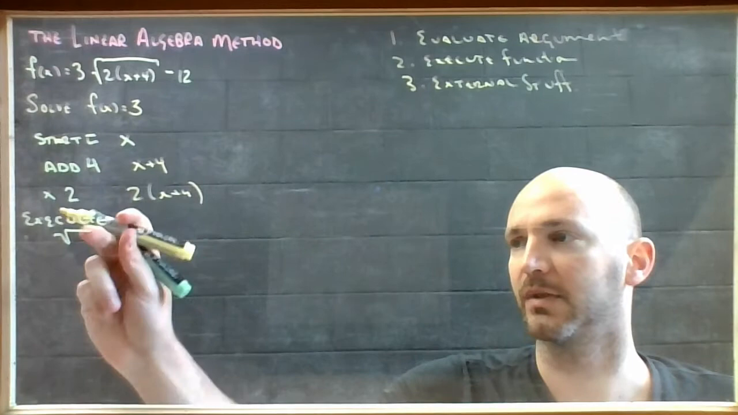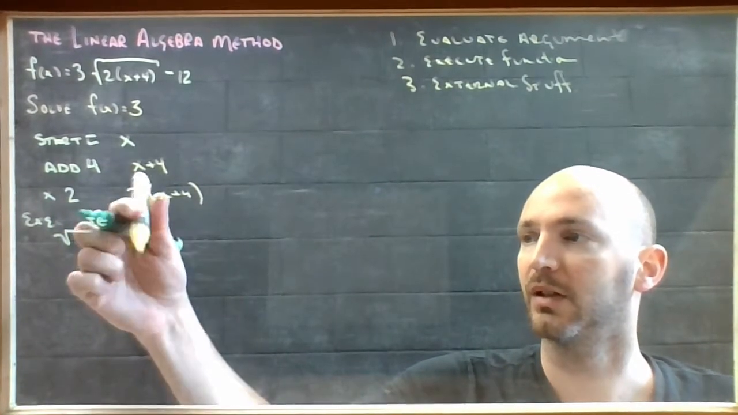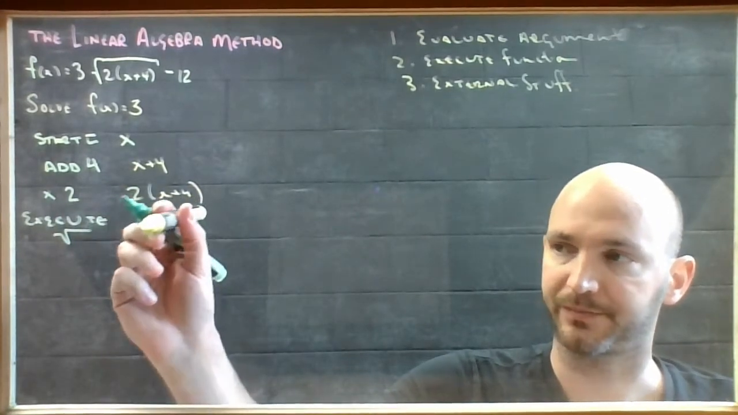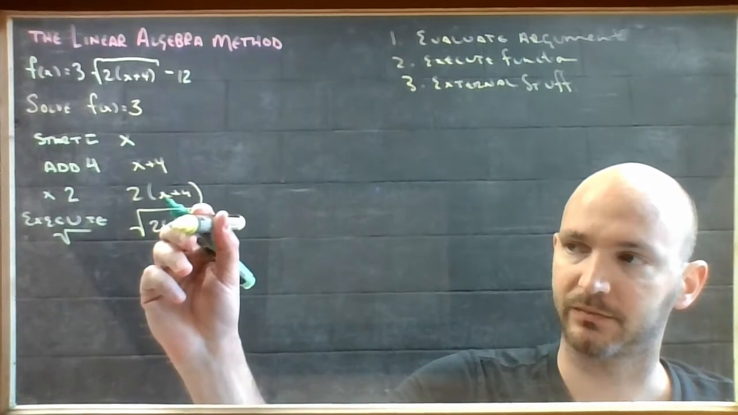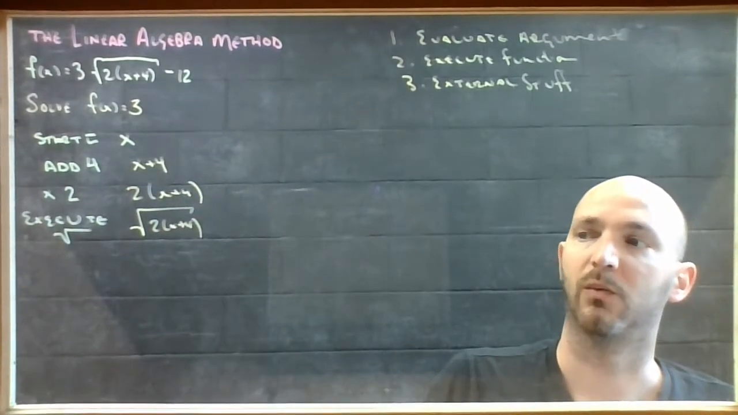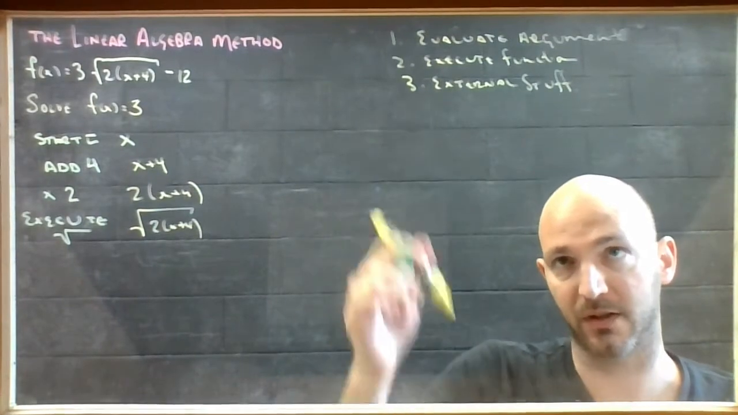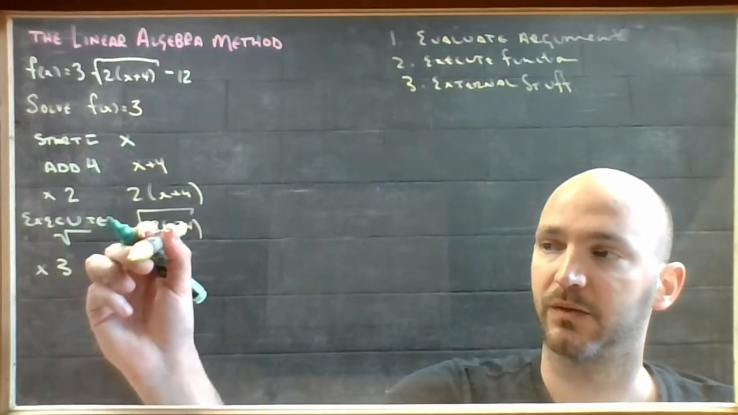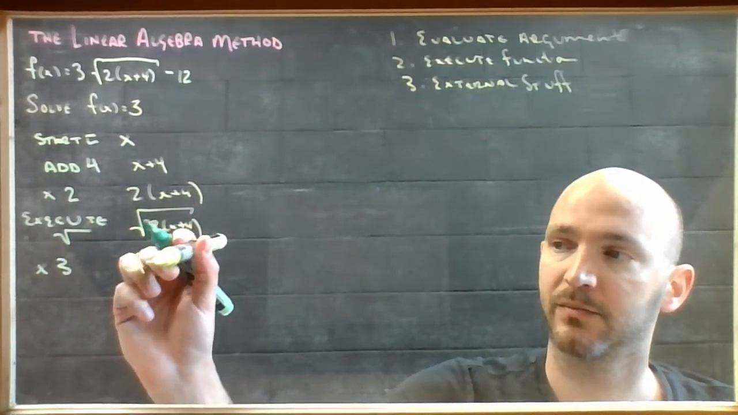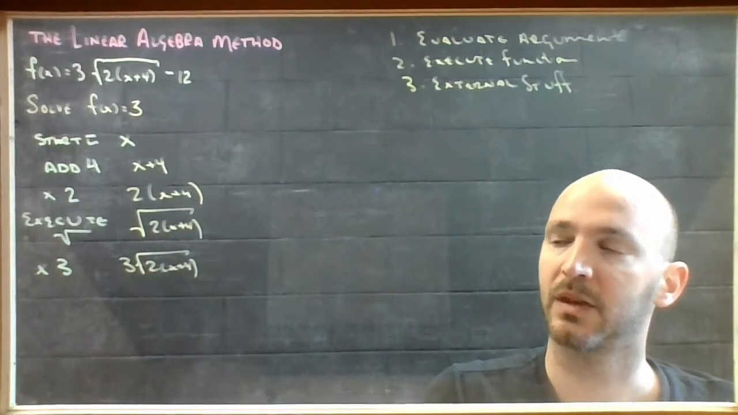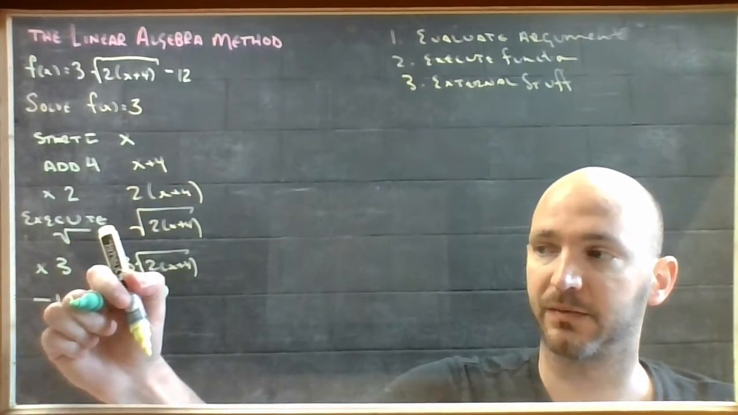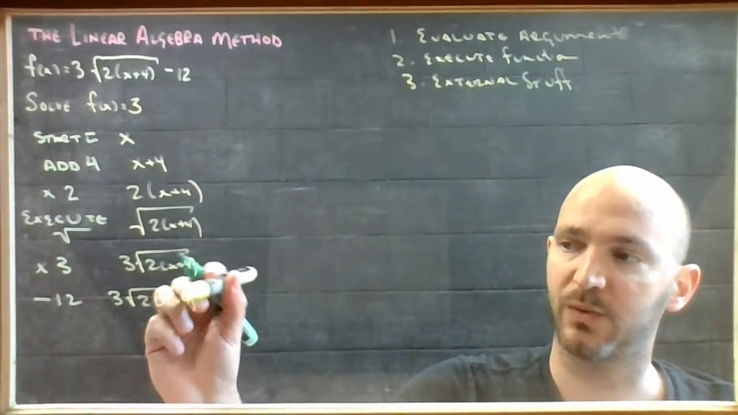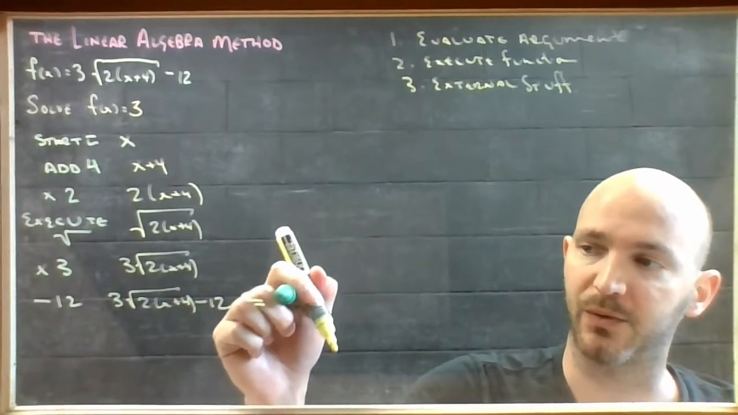Wow, that's not even close to the word execute. Execute square root. Should have given you this. Once you'd executed the square root, we start applying the external stuff, which means you would have had to multiply by 3, giving you this. And then finally, you would have subtracted 12, which would have given you this full thing, which we've recently been told is worth 3.